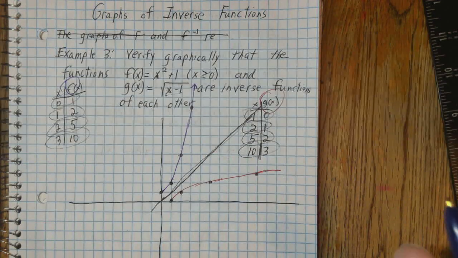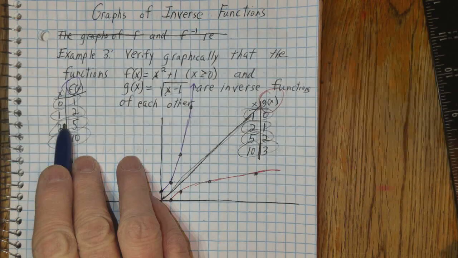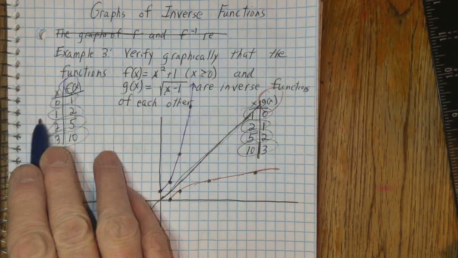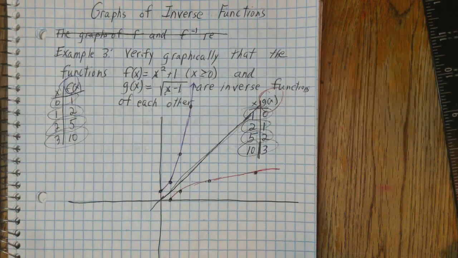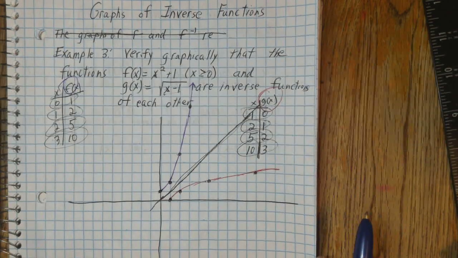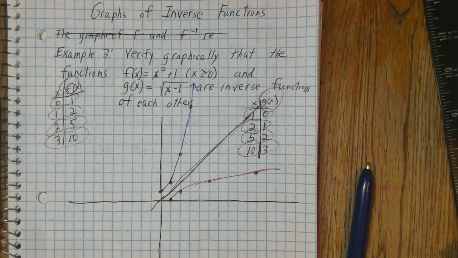Okay, so that does verify graphically. It reflects over y equals x, and AB, A comma B, is equal to B comma A in every case here. Alright, that's that for that video.